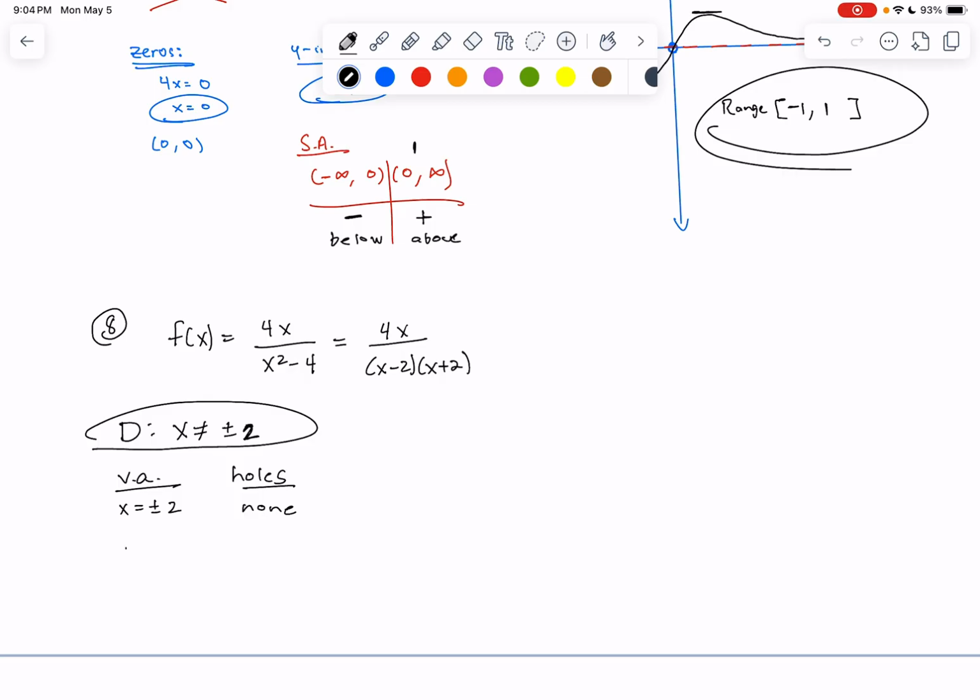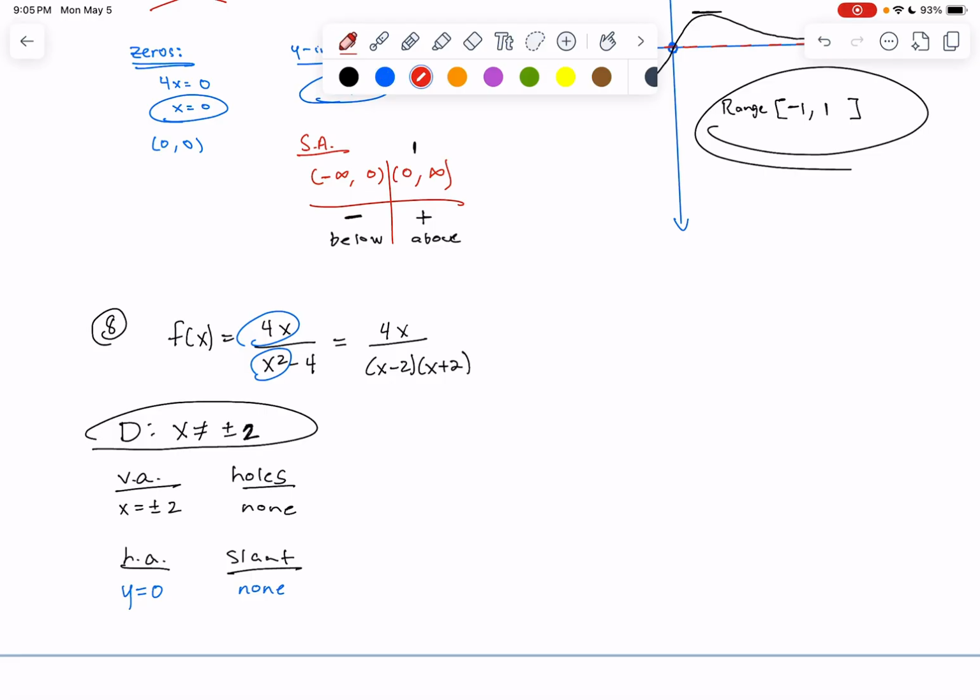And then we go to HA and slant. All right, let's go back through the rules for HA and slant. Okay, let's look at the powers. The highest power on top is 4x to the first. I'll circle it in blue. Highest power on bottom, it's bottom heavy, so it's y equals 0. And there's no slant.